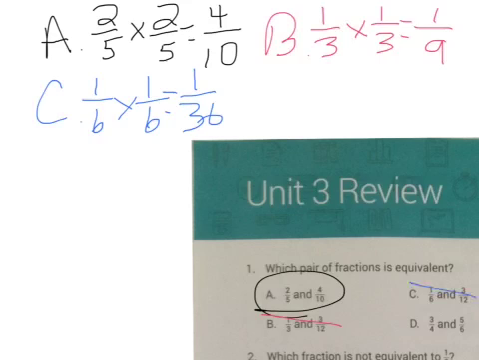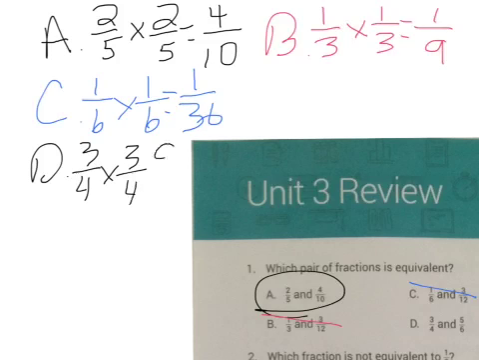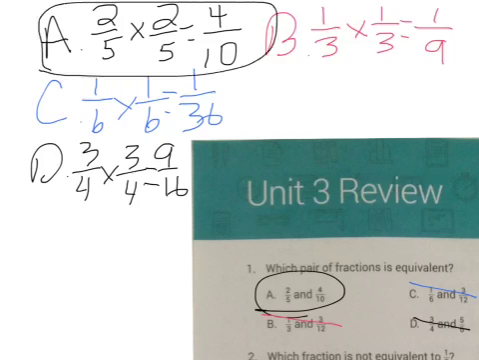So let's look at D. So our problem on D is 3/4. So we're going to say 3/4 times 3/4 is going to give us 9 over 16. So that is not the same as 5/16. So number 1 we know is going to be A. Okay, so let's go to number 2.